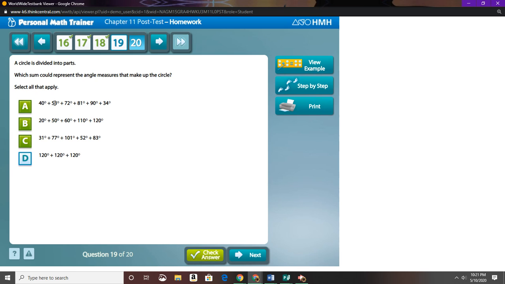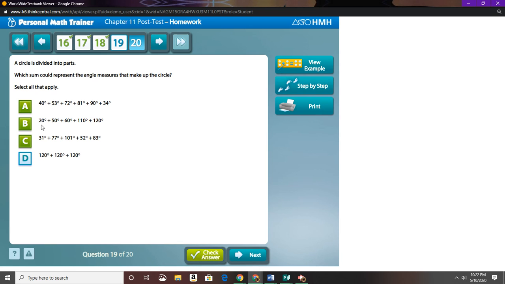So 40 plus 53 is 93. 93 plus 72, well, 90 plus 70 is 160. So that's 162. 162 plus 81. Well, 2 plus 1 would be 3. 16 plus 8 would be 24. So that's 243 degrees. Then if I add 90 to that, 243 plus 90 would be 333, and then plus 34. No, that's not going to come to an even 360, so A doesn't work.